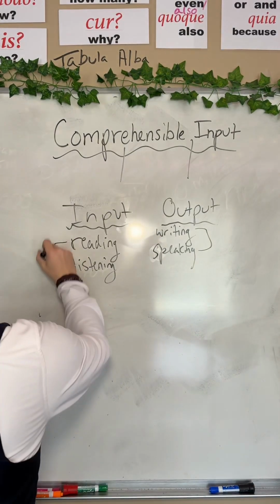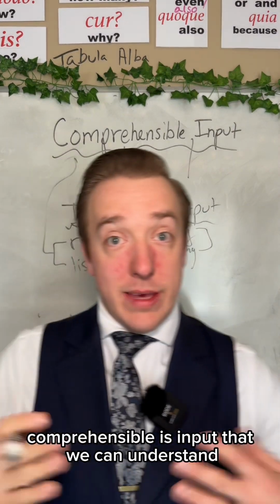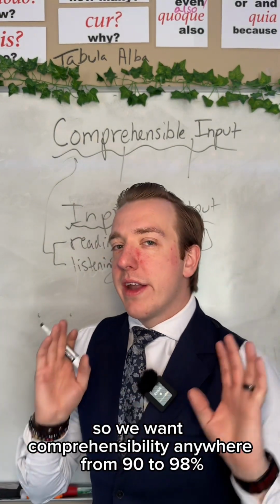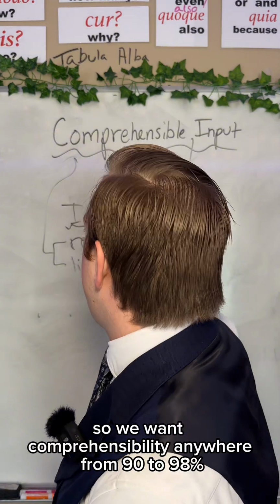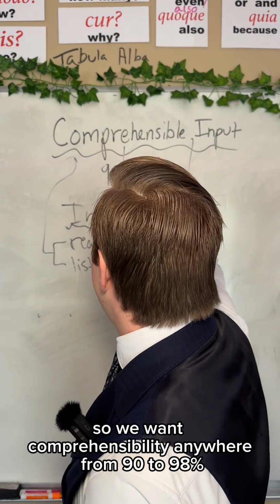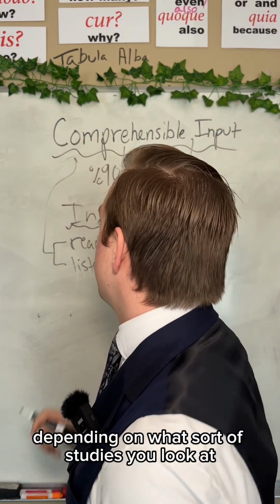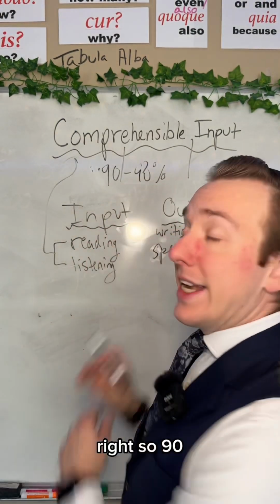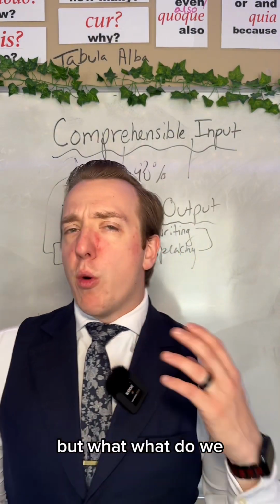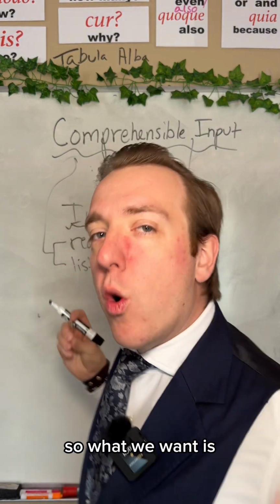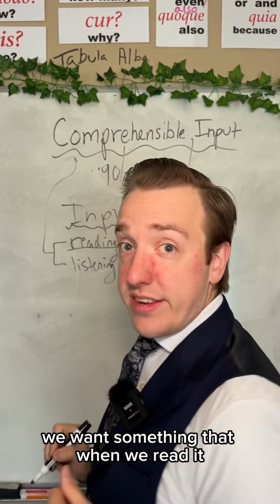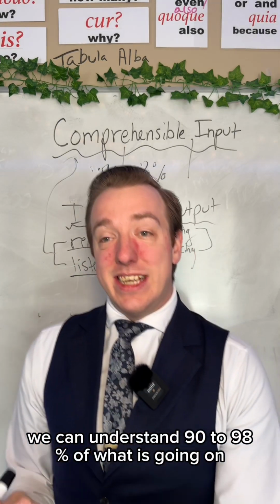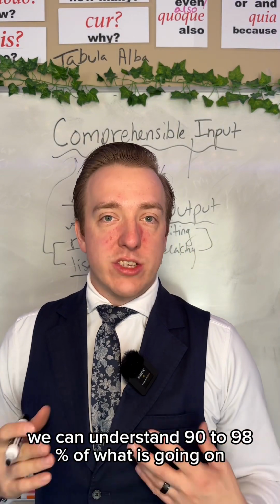Okay. Input that is comprehensible is input that we can understand. To what degree, though? So we want comprehensibility anywhere from 90 to 98%, depending on what sort of studies you look at. Oh, the percentage sign is on the wrong side. Ignore that. Right, so 90 to 98% comprehensibility. But what's the point? What do we do? So what we want is something that when we read it or when we listen to it, we can understand 90 to 98% of what is going on.